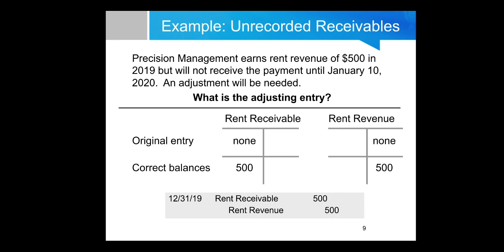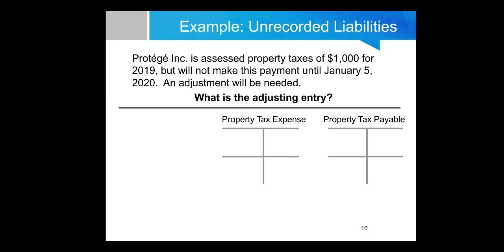The account is for rent that the business will receive in the future. So asset increase, you have to debit. So that's why you debit account rent receivable 500. Okay, that is an example for unrecorded receivable. The second type of adjusting entries is unrecorded liabilities. See here, there is an example.